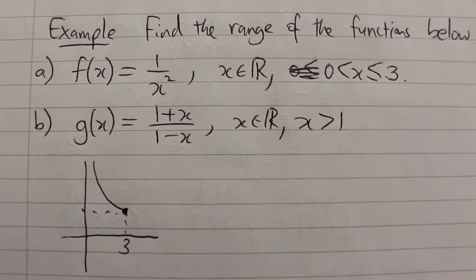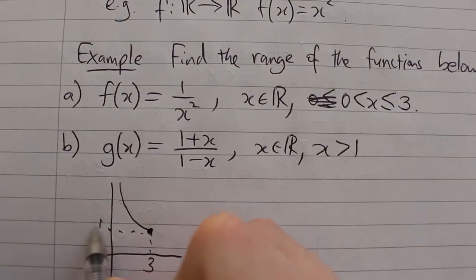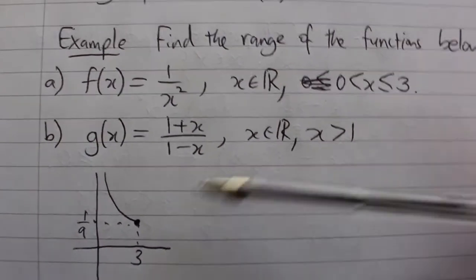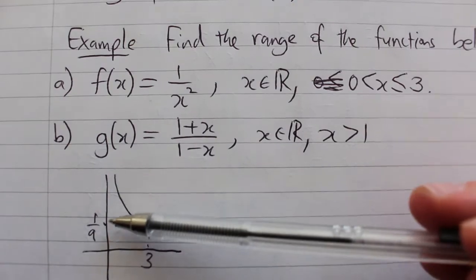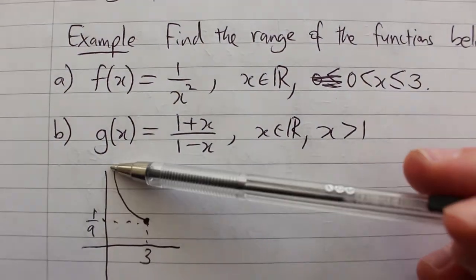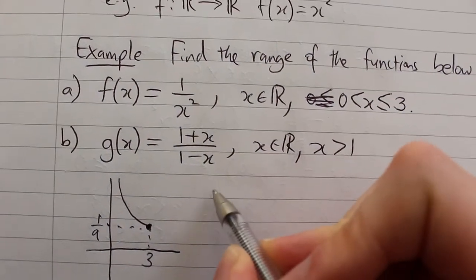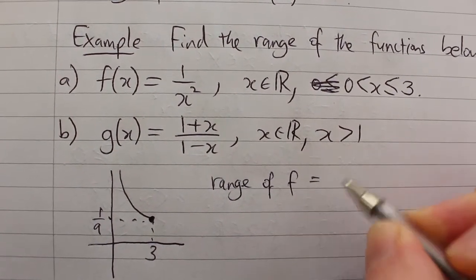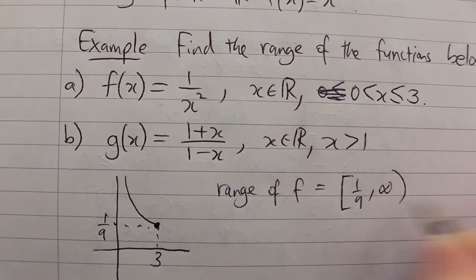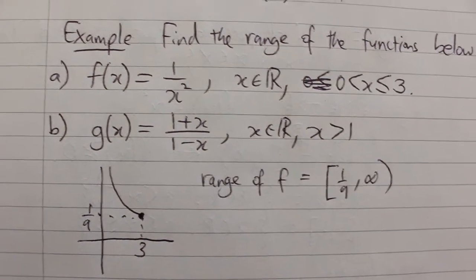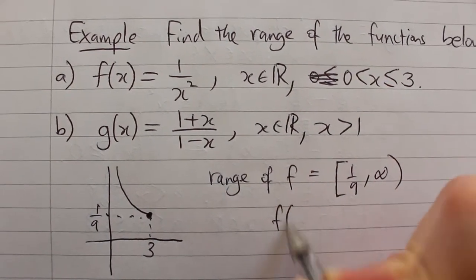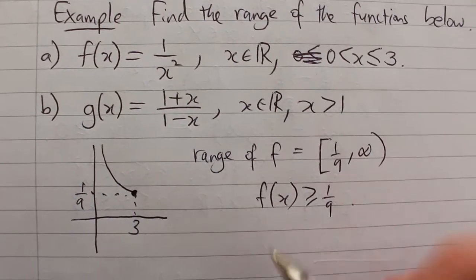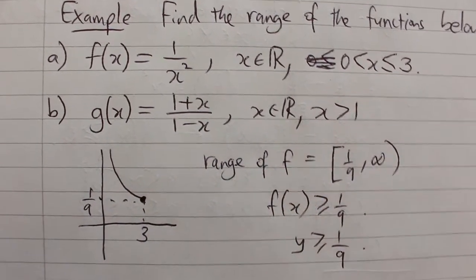So when x is 3, y is 1/9, 1 over 3 squared. So the range is all of the possible y values that the function takes, which we can see is everything upwards from 1/9. So the range of f in part A is 1/9 comma infinity. It's all of the values that are at least 1/9. Other ways you can write this, you can say f of x is greater than or equal to 1/9. That's often how people write it. Or you can say y is greater than or equal to 1/9.